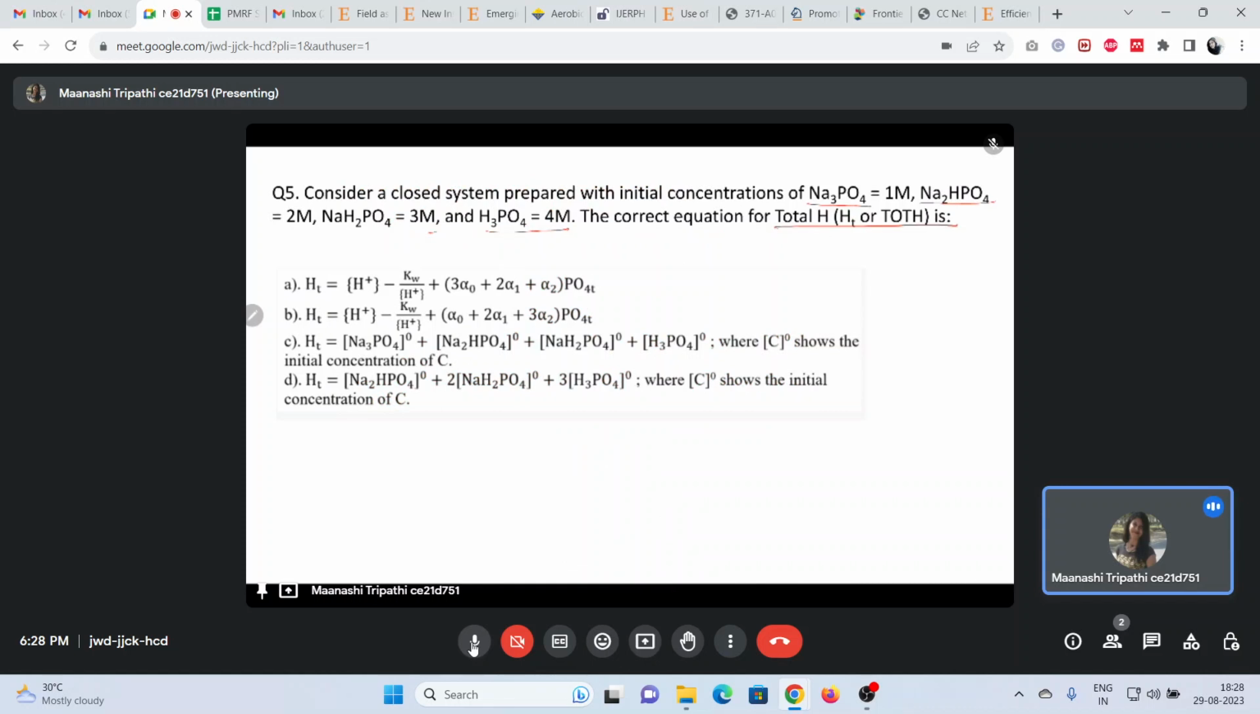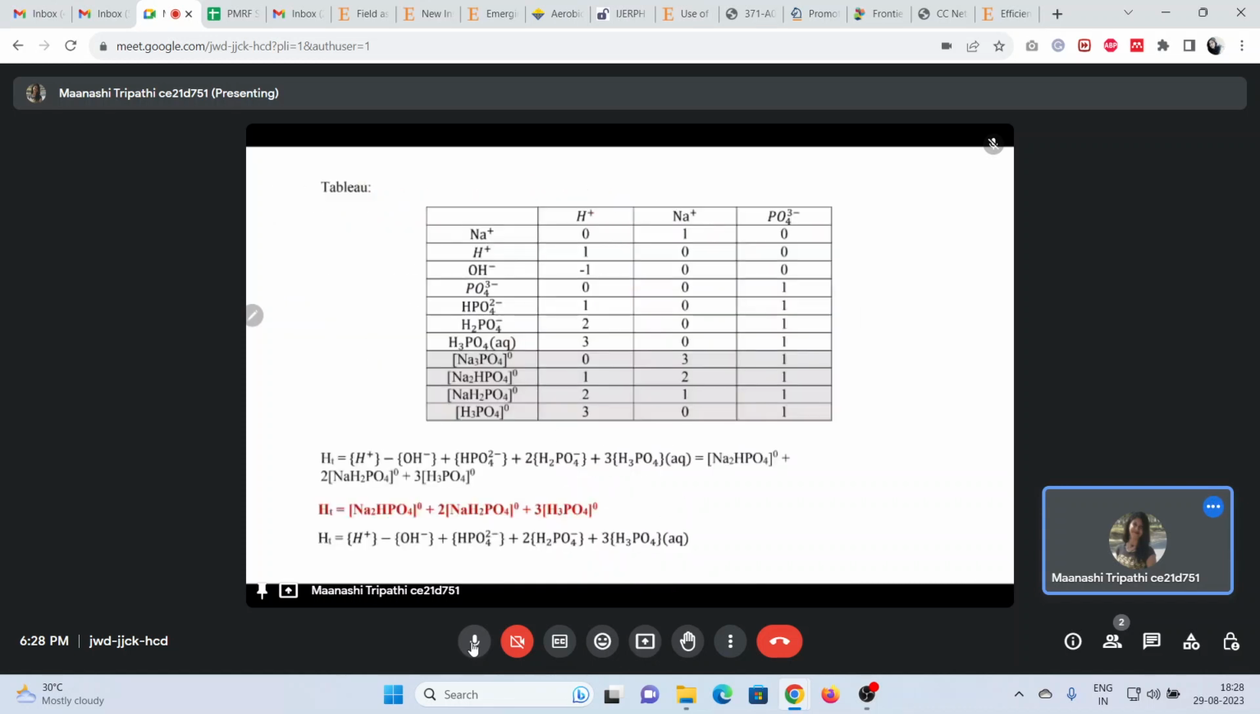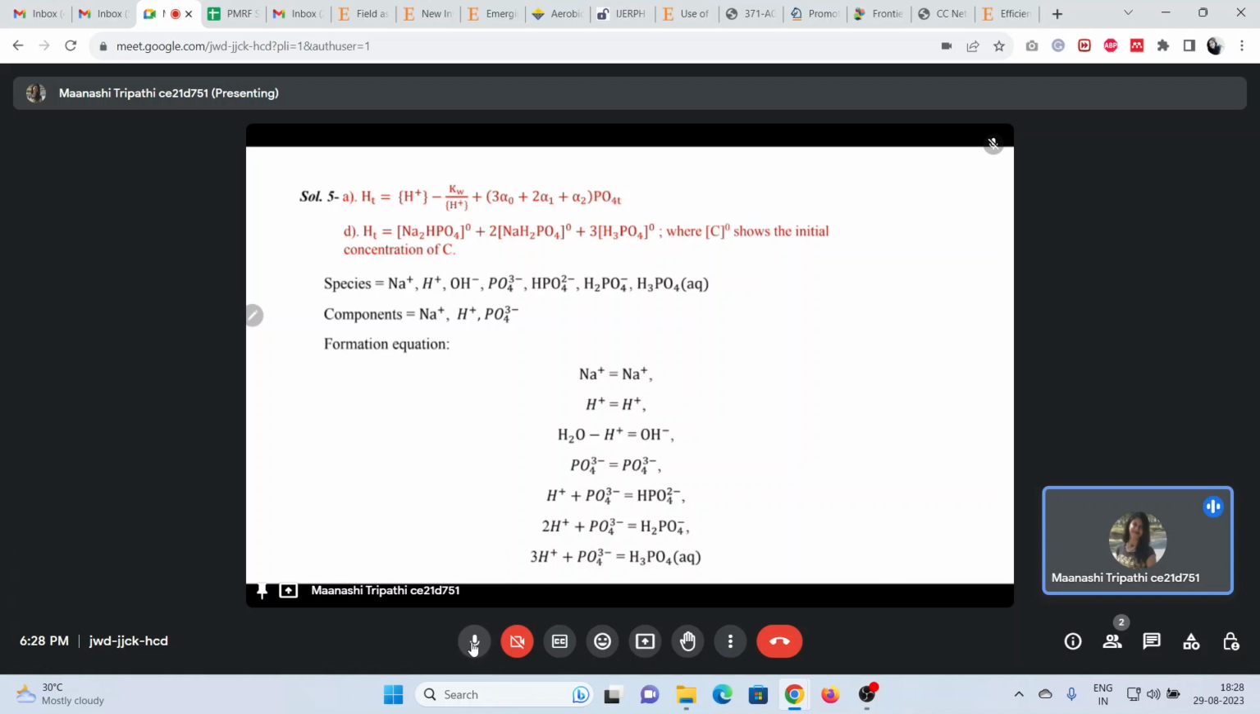Their interaction is enough to find out all these species. For example, if we want to make sodium, the sodium ion is enough. H plus is enough. How to make OH? H2O minus H plus. And the same goes for PO4 3 minus. What to do for HPO4 2 minus? Just adding these two, and so on and so forth. So this is the basic technique by which we can make all of these given species by using just three components. So from this information we will make the tableau.